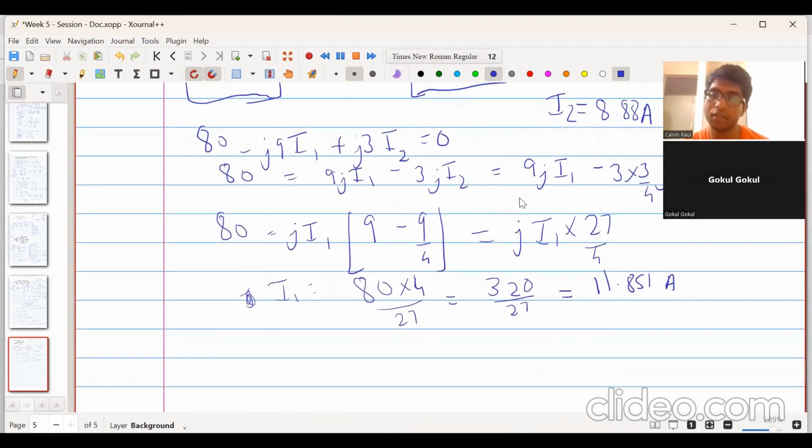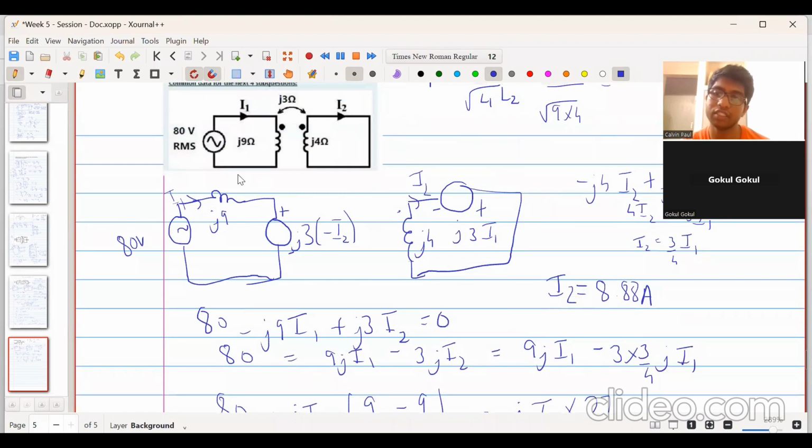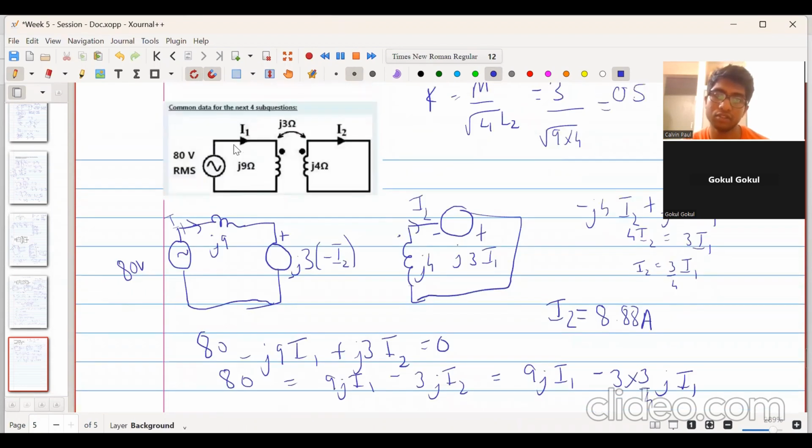We have found the value of I1. We have found the value of I2. Then next they've asked us to find the input impedance of this circuit. So what will be the input impedance? Can you tell me, Gokul? What's the formula? Sorry, sir, I forgot, sir.